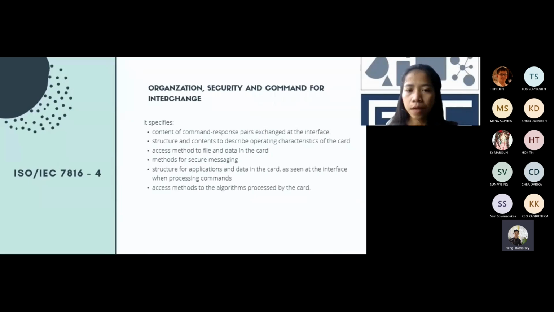In part 4, we focus on the organization, security, and commands for interchange. In this part, we focus on the content of the command-response pair exchange and the interface that we use, or which command or method we want to use to access that smart card. The method for secure messaging and the structure of the application are applied in this part.